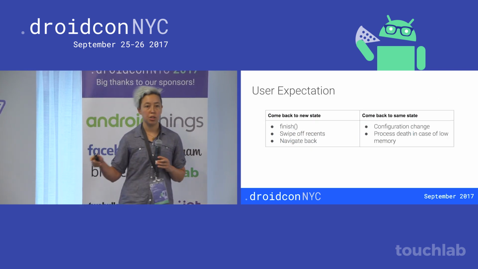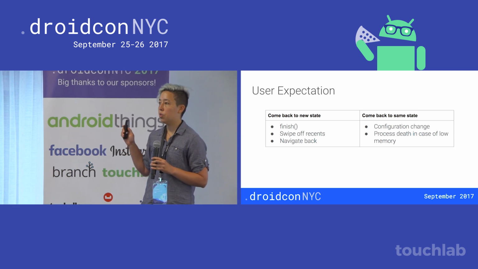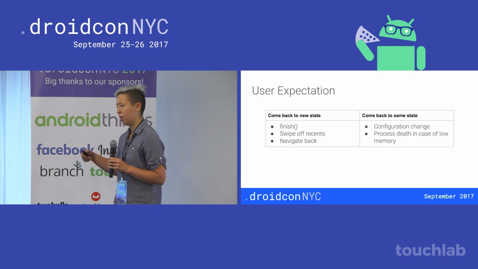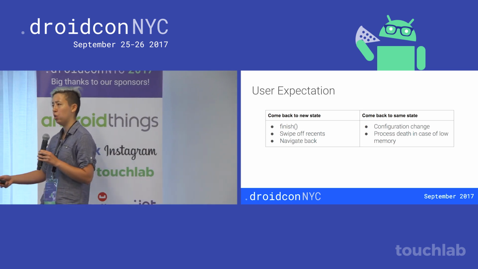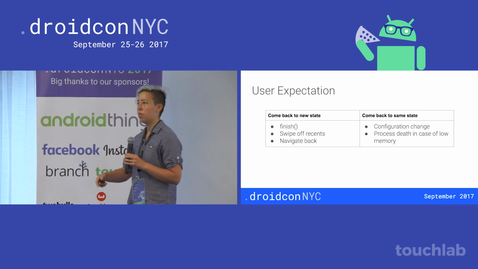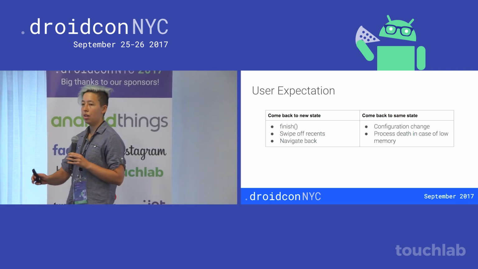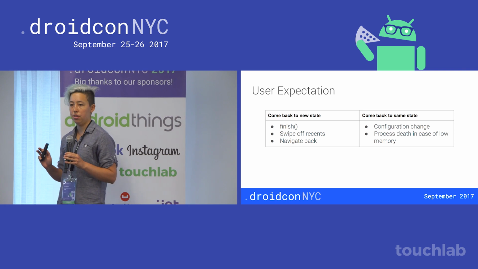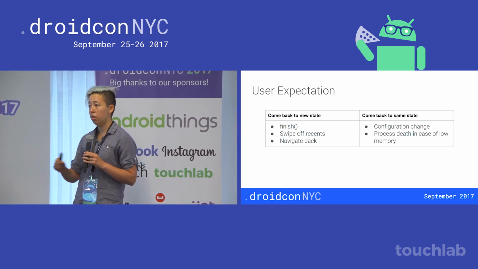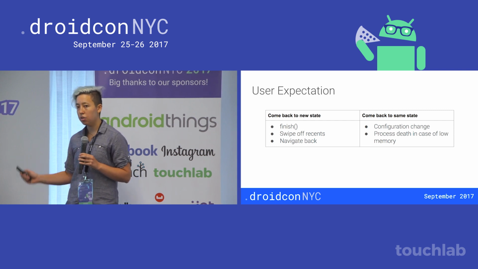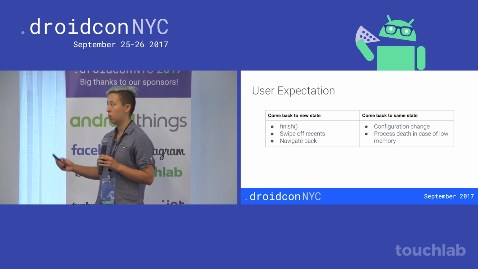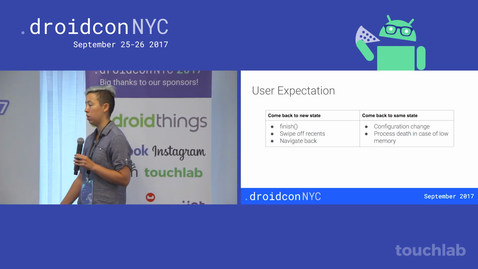Okay, but the user's expectation is different in these different states. If you do something in the app and you actually call finish, you probably mean for the activity to die, and the user probably expects to come back to a new state. Similarly, if the user swipes it off the recent screen or navigates back, they don't expect to ever come back to that instance of the activity. Conversely, if there's a configuration change or if they put their activity in the background and it gets killed, they usually expect to come back to the exact same state of the activity. So you have to manage those two situations.